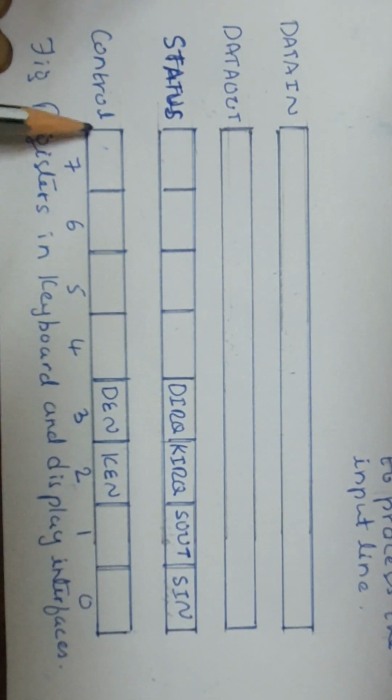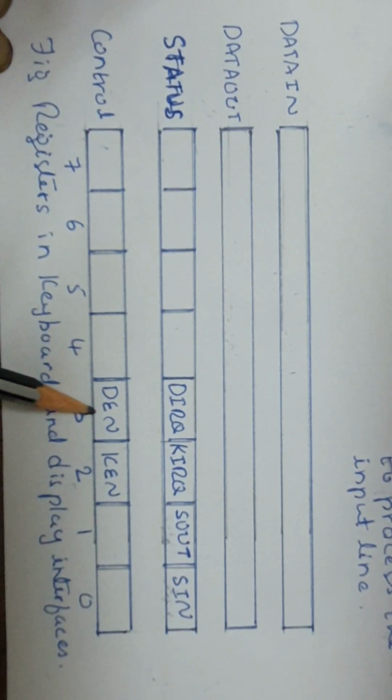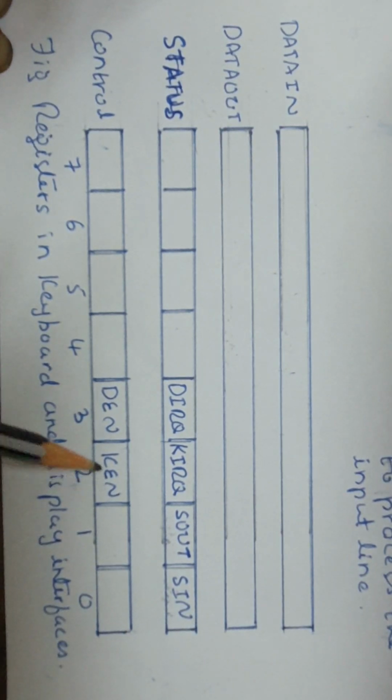And this is the control register. Here DEN, display enable, KEN, keyboard enable. These are set by the processor.